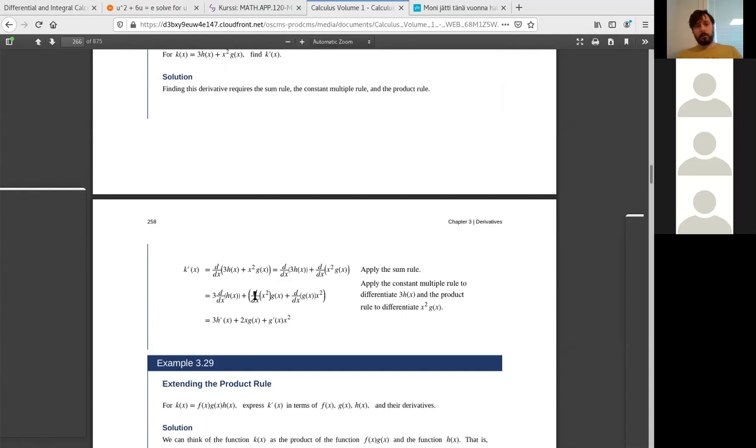It becomes the derivative of x squared times g plus the derivative of g times x squared. And we come up with this nice formula, the derivative of the original function.